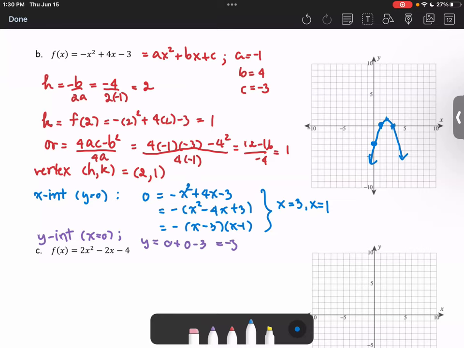And since a is negative 1, which is less than 0, the graph opens downward. The vertex 2 comma 1 will be the minimum or maximum value; it will be the maximum point of the graph. And the value is 1.